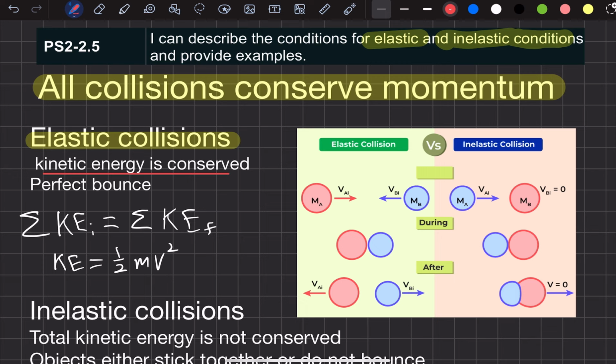Now, we haven't talked about what is kinetic energy. Kinetic energy is 1/2 mv squared. M is the mass, v is the velocity. Kinetic energy can be described as the energy an object has because it is moving. So because it has a velocity, objects have energy.